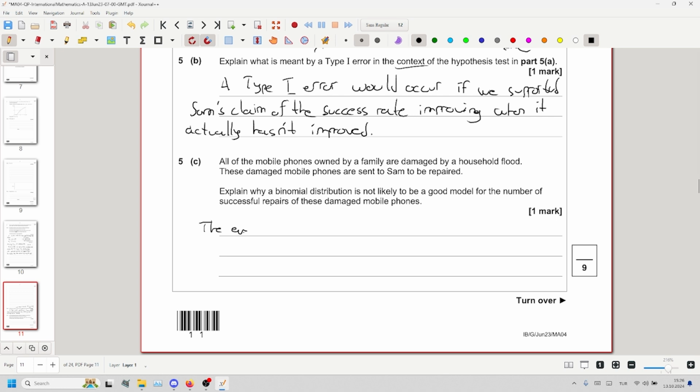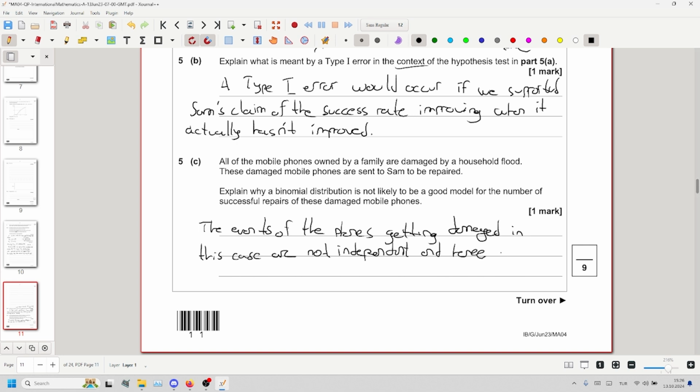Hence we can say that the events of the phones getting damaged in this case are not independent, and hence a binomial distribution is not a good model for this, because in a binomial distribution, an event occurring has to be independent from another event, another probability succeeding. Not a good model.